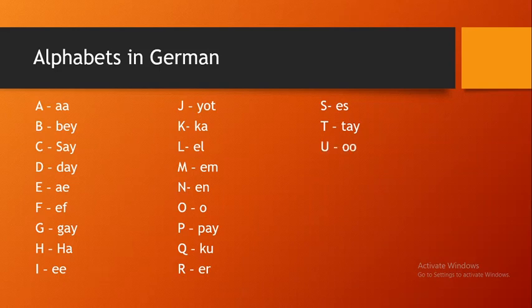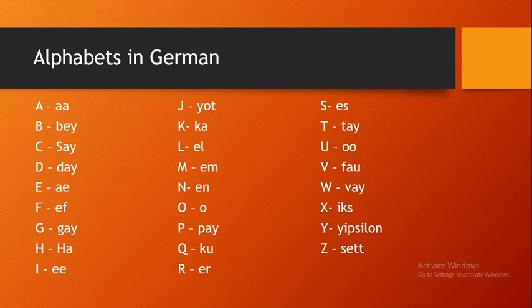U as "oo". V as "fow". W as "vay". X as "iks". Y as "ypsilon". Z as "tset".